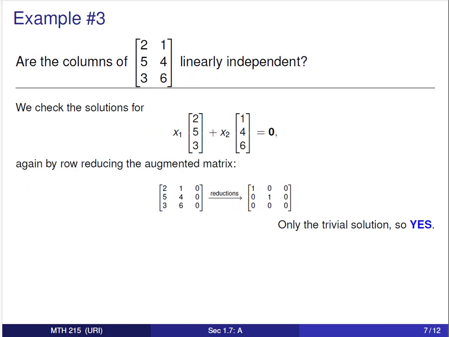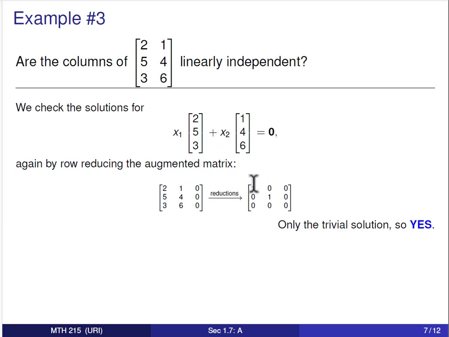Okay, now here's another question, third example. Are the columns of that matrix linearly independent? And so we'll do what we've done a couple times now. We're going to check to see if we can find coefficients that make this equation work, coefficients other than 0. And as we row reduce, we end up with a reduced echelon form that looks like this. And so the question is, what are these coefficients?